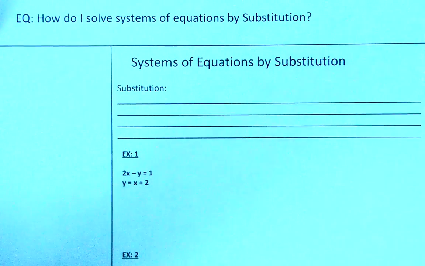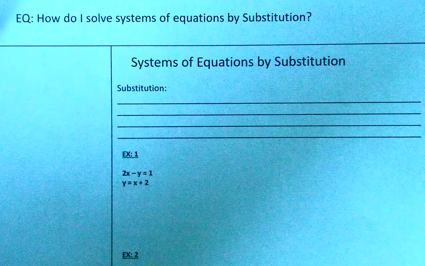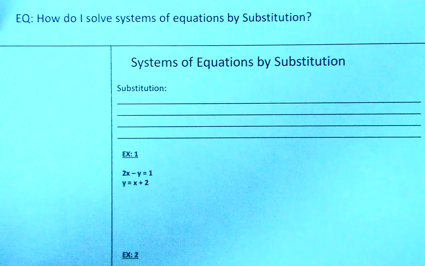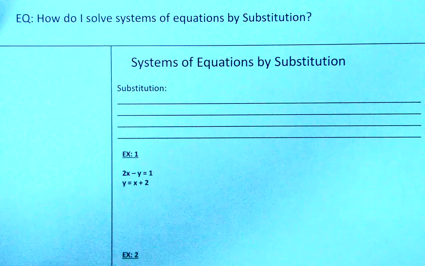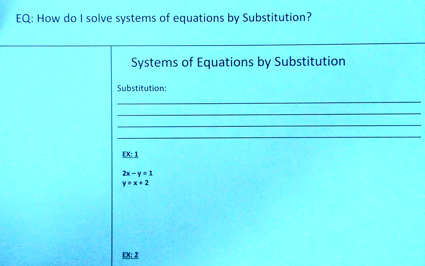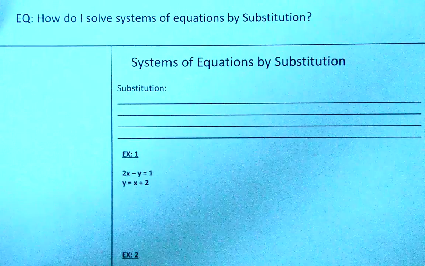Hey students, today we're going to look at substitution. So get out your Cornell notes that you got in class. Make sure that you're taking good notes because remember you're going to teach your non-lead teacher tomorrow. And we're going to look at how do I solve systems of equations by substitution.